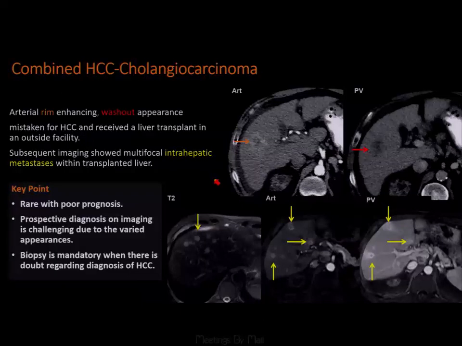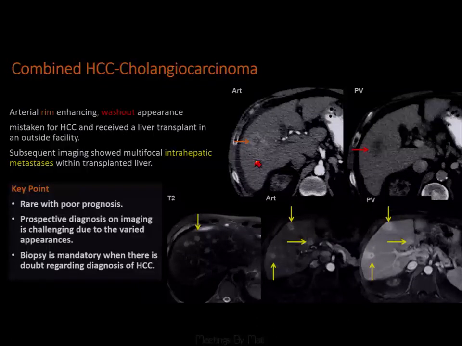I'm going to show you a couple of cases that were missed at an outside hospital. This is another case which presented to us with an arterial rim enhancing lesion in the right lobe. It's a little faint lesion, and you see washout. This was called at an outside institution as an HCC. The patient underwent transplantation, and presented about 3 months later with multifocal rim enhancing metastases in the liver. On explant, they found that this was a combined HCC-cholangio.